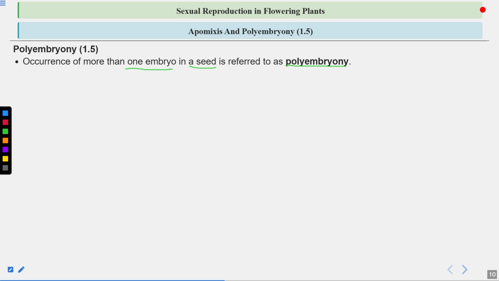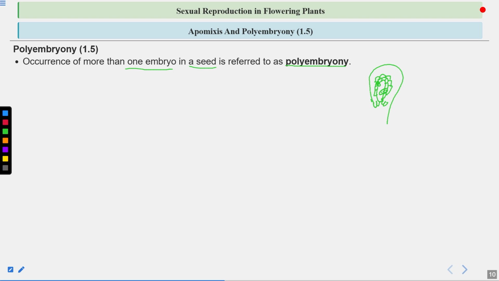Nucellar cells, if you remember, where are the nucellar cells? So I'm just drawing a rough figure of an embryo sac. This is the ovule structure. This is the embryo sac, and these cells are nucellar cells that are surrounding the embryo sac. So some of these nucellar cells, maybe this one, will form its own embryo and protrude inside the embryo sac.